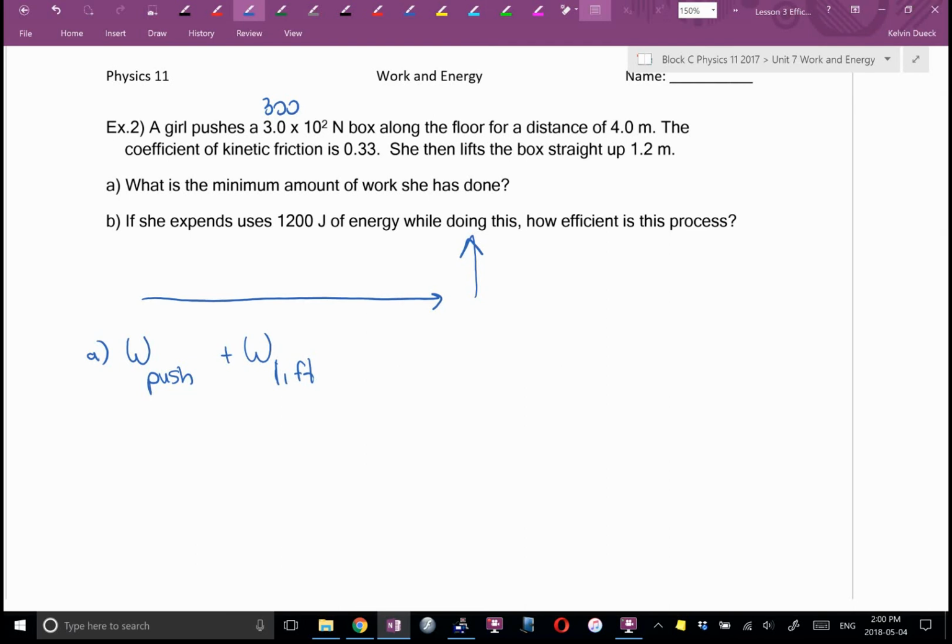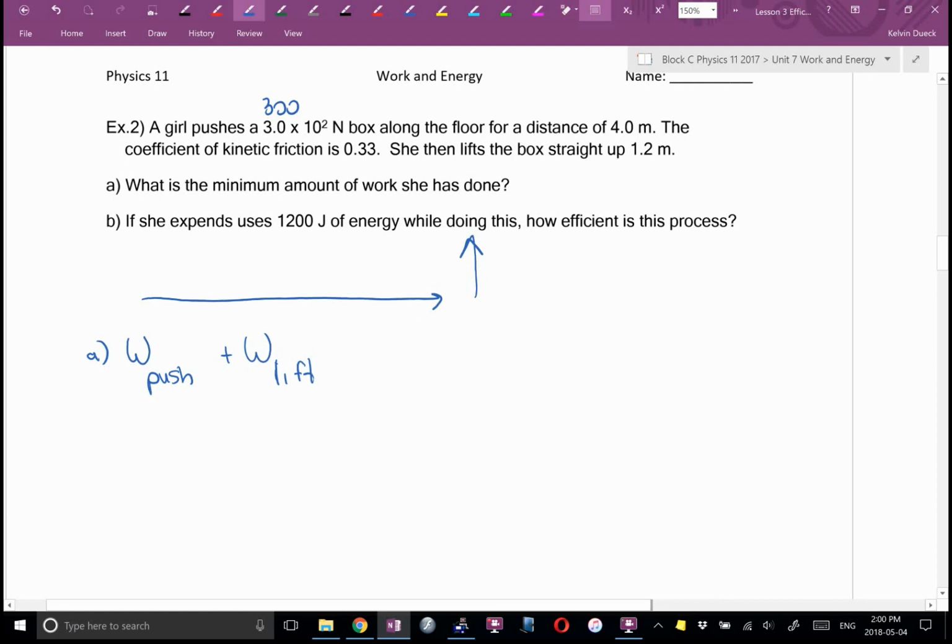Work is what times what? Force times distance. So I think work pushing is going to be force pushing times distance pushing. And I think work lifting is going to be force lifting times distance lifting. In fact, you know what? Don't write this down, but this is going to become mgh. So that one I got.